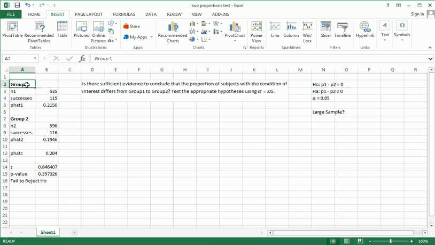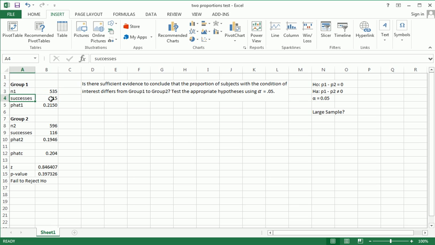First off, I have group 1 and group 2 here. Group 1 represents our first population and group 2 our second population. So what we do in these two sample tests is we take a sample from group 1, and that's what N1 is. The 1 is a subscript indicating that that's the sample taken from group 1 or population 1. Okay? So we took a random sample of 535 observations.